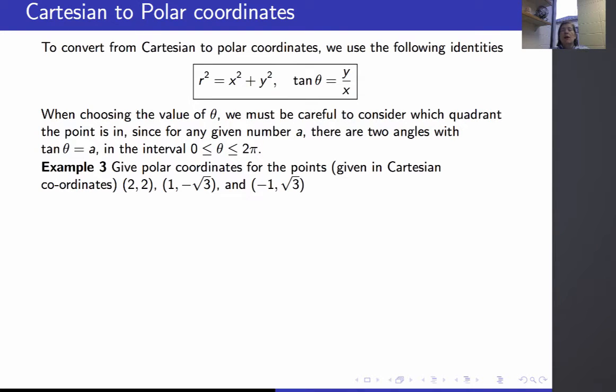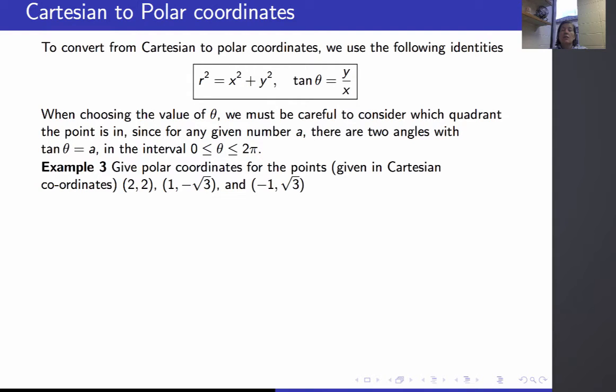Now suppose I want to go the other way. Suppose I'm given the Cartesian coordinates of a point and I'd like to find the polar coordinates. The r value is going to be the distance from the origin, so we know that r squared is x squared plus y squared. And also, if I draw a ray joining the point to the origin and I note the angle that that ray makes with the positive x-axis, I see that tangent of theta equals y over x. So the theta value for the polar coordinates must satisfy this equation.